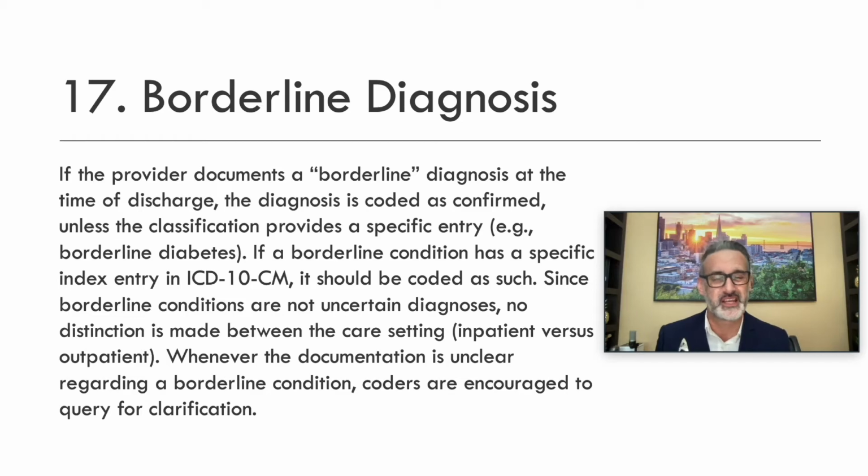But simply put, just to recap the borderline, because it is a unique type: when a diagnosis is documented as being borderline, when the patient's discharged, if they have the drop-down option for borderline, for example, diabetes has a drop-down for borderline, we would choose that option. But if it's uncertain, because borderline conditions are technically uncertain diagnoses, then it doesn't matter whether we're coding inpatient or outpatient, we still use the same guidelines there.